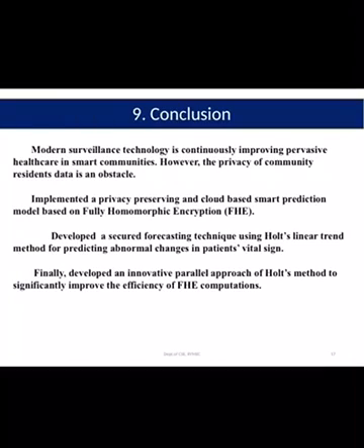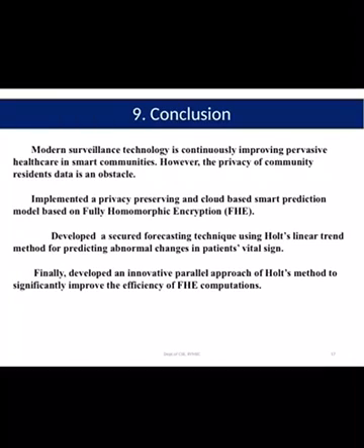Conclusion at the last. In conclusion, modern surveillance technology is continuously improving pervasive healthcare in smart communities. However, the privacy of community residents' data is an obstacle. More importantly, we implemented a privacy preserving and cloud-based smart prediction model based on fully homomorphic encryption. We developed a secured forecasting technique using Holt's linear trend method for predicting abnormal changes in patients' vital signs by detecting a trend which can predict the growth of several chronic diseases.